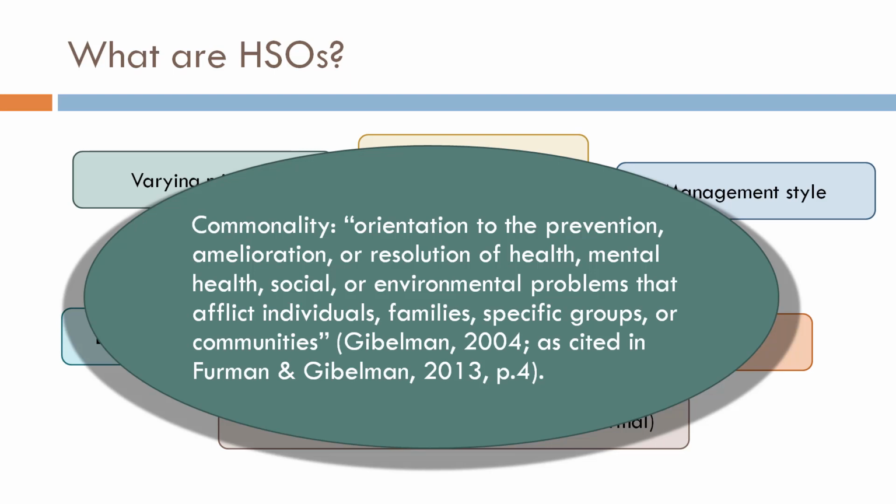So what they have in common is an orientation to the prevention, amelioration, or resolution of health, mental health, social, or environmental problems that afflict individuals, families, specific groups, or communities. If we look at this commonality, it just sounds like social work. This is what social work is. So when we think of it in the context of human service organizations, you can see the clear alignment between these two.